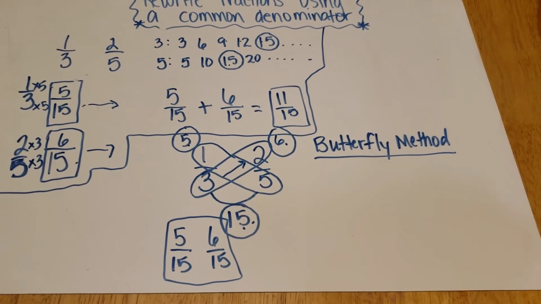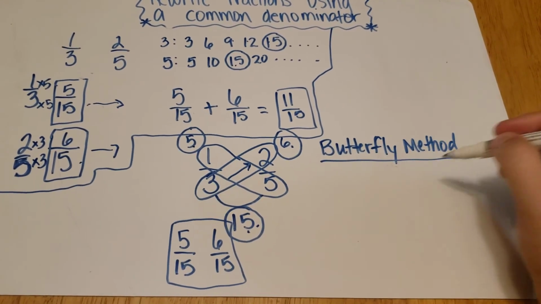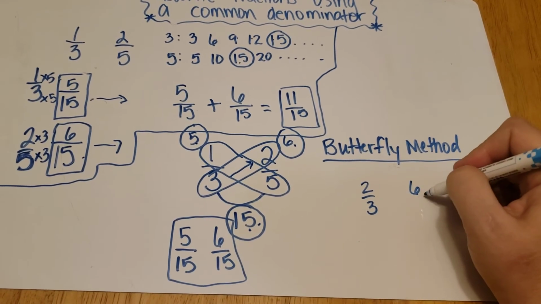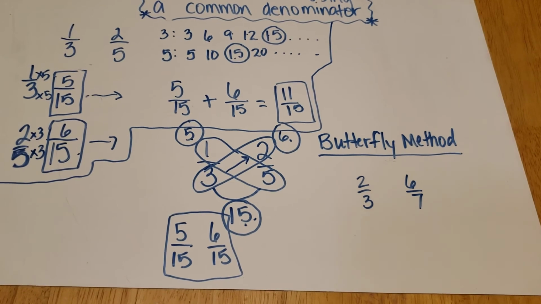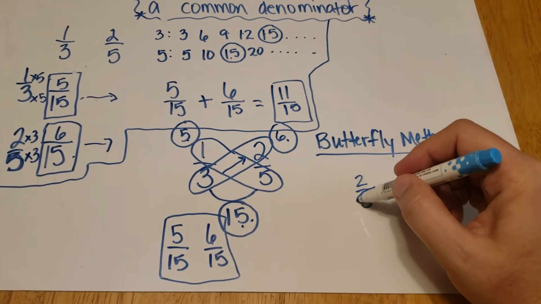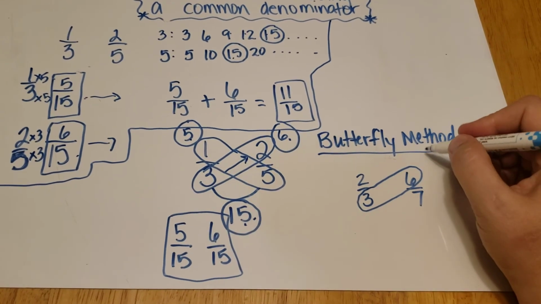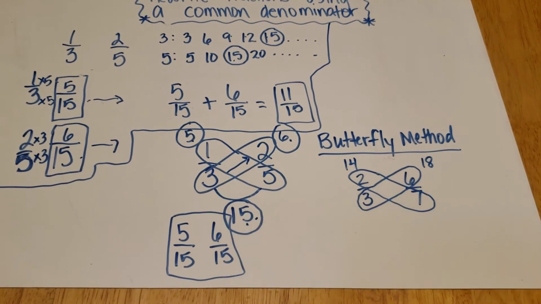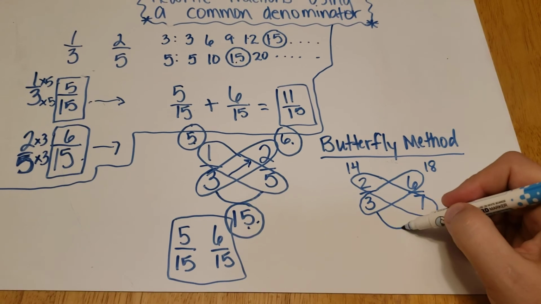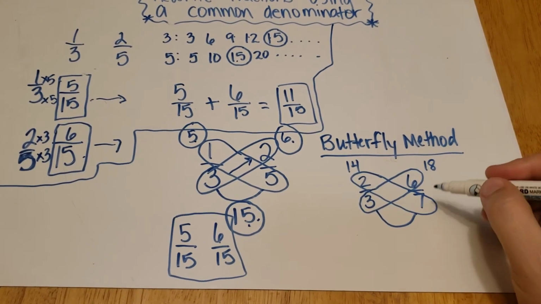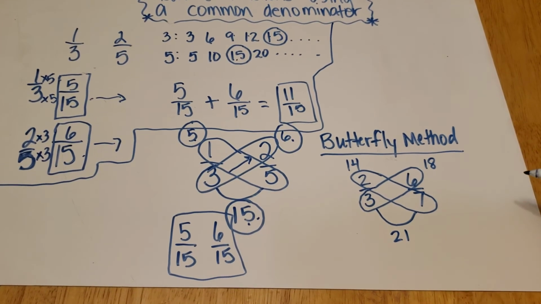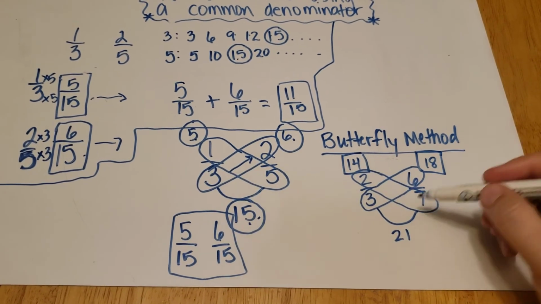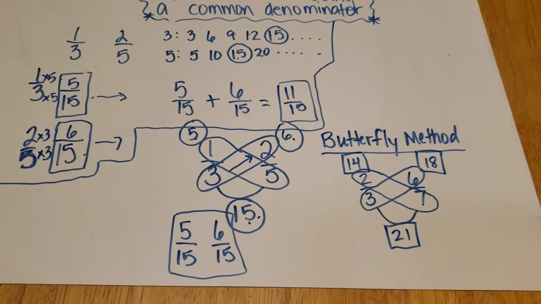Okay, I'll run through that one more time for you so you can see it again. Let's use some different fractions. How about 2/3 and 6/7? Okay, so remember, we do our cross products. 3 times 6 is 18. 2 times 7 is 14. And then we multiply our two denominators together, and 3 times 7 is 21. All right, so these numbers up here are our two numerators, and this number down here is our common denominator.